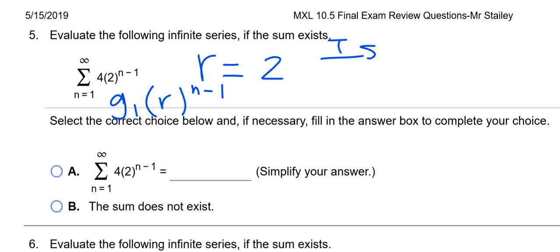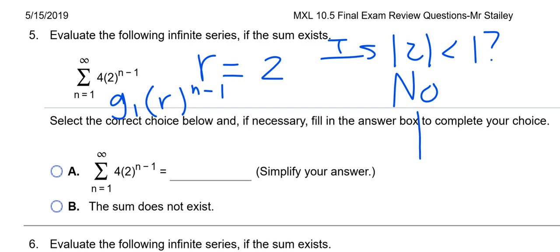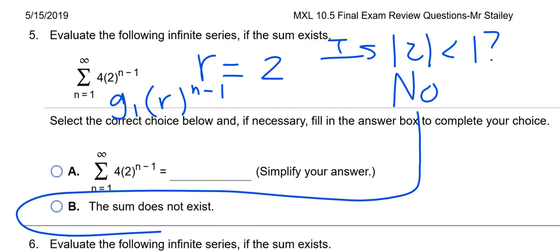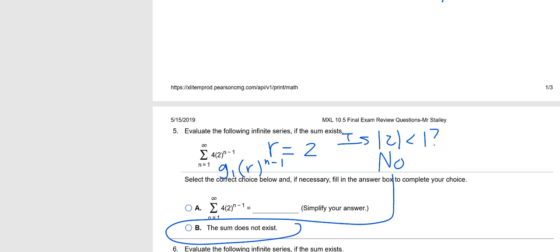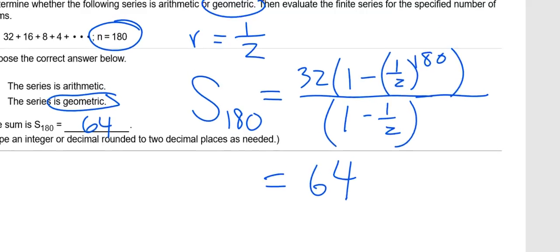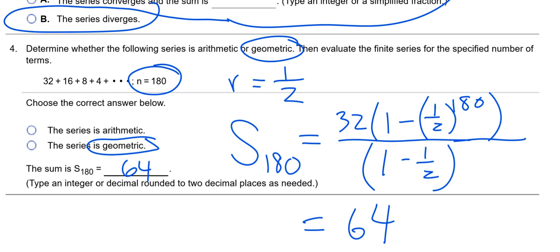Is the absolute value of 2 less than 1? Yes or no? No. What does that mean? It does not exist. The sum does not exist. What was the last one? Was it arithmetic? The last one was definitely not arithmetic. It was geometric, so we used the finite geometric formula.